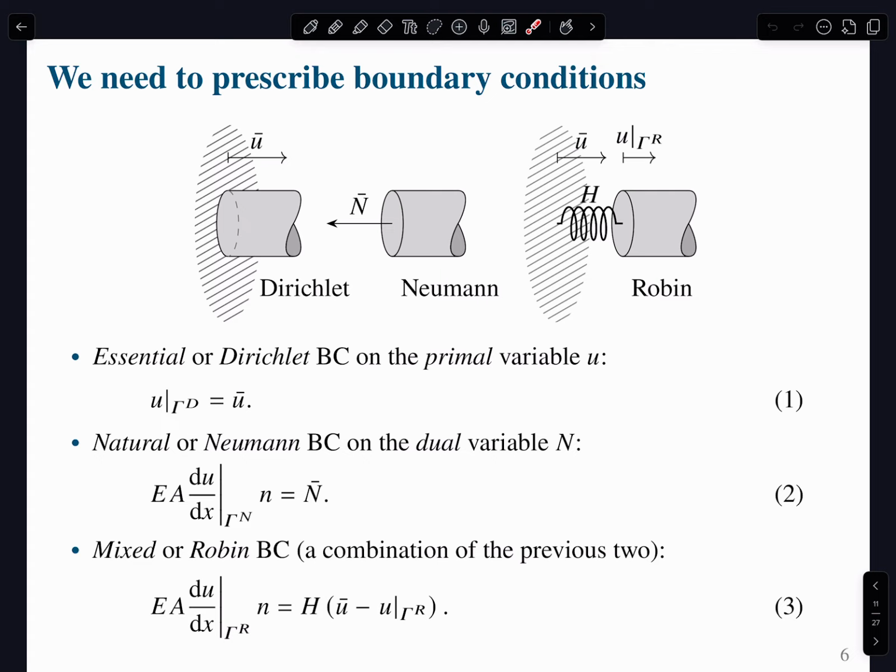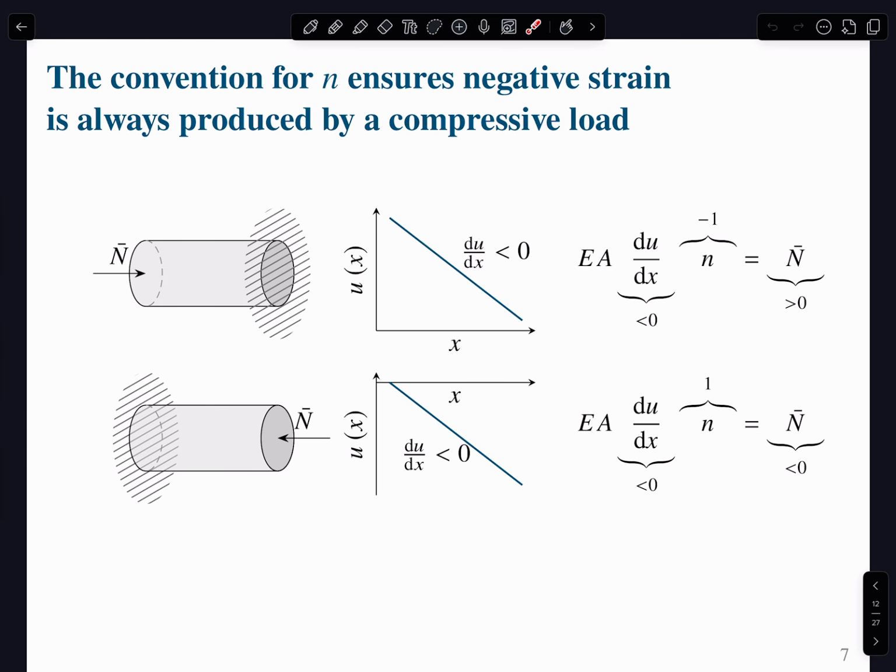Now, if you notice, there is some value of n here. And what is that n? This is the first time we see that n. It's just simply a scalar quantity that in the one-dimensional case, we use to make sure that we get negative strain when the bar is under compression. And I will explain that very carefully in this slide.